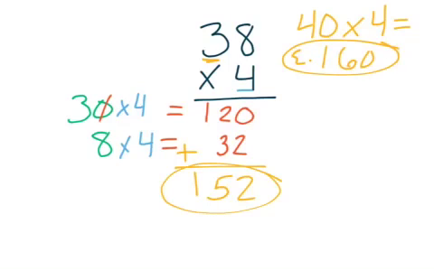Okay, now we look at our estimate up here, and we look at our product down here, and we're like, oh, those are pretty close. 160, 152. Yep, I'm pretty sure that my product is correct. It's in the right range.